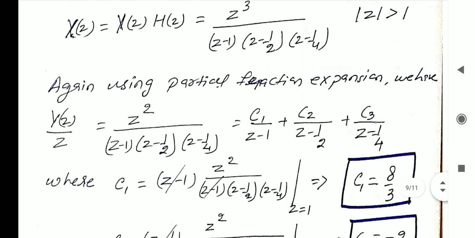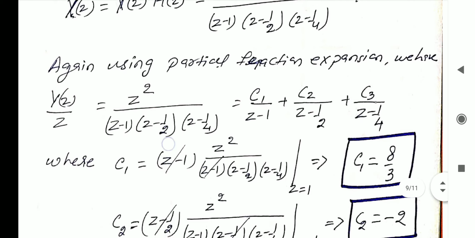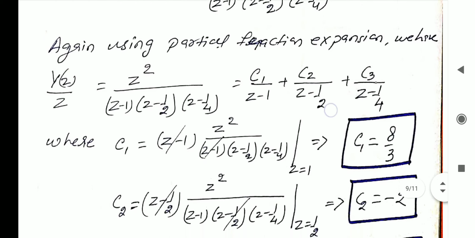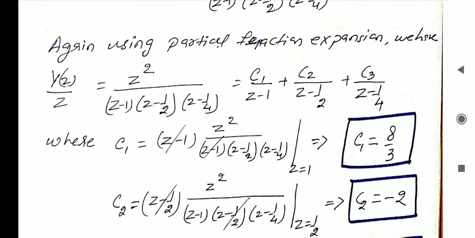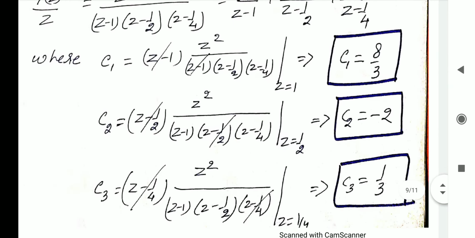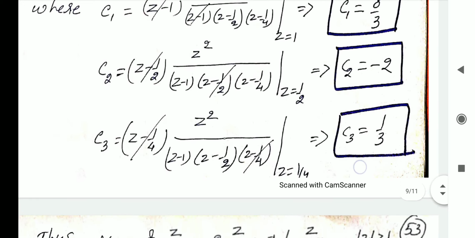Now again applying the partial fraction expansion, we can write Y(z) by z as z square by z minus 1, z minus 1 by 2, z minus 1 by 4, and this can further be written in three parts, that is c1 by z minus 1 plus c2 by z minus 1 by 2 plus c3 by z minus 1 by 4. Now we can obtain all three values, c1, c2 and c3. c1 is 8 by 3, c2 is minus 2 and c3 is 1 by 3.